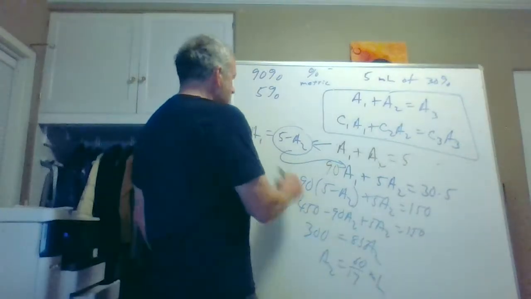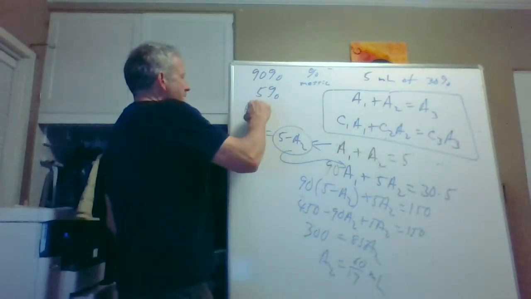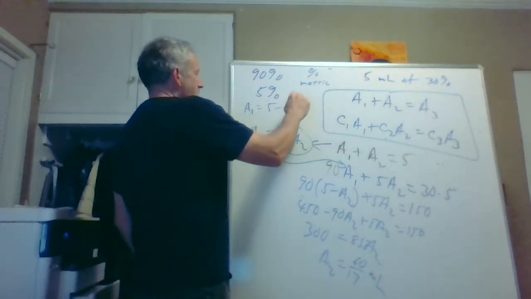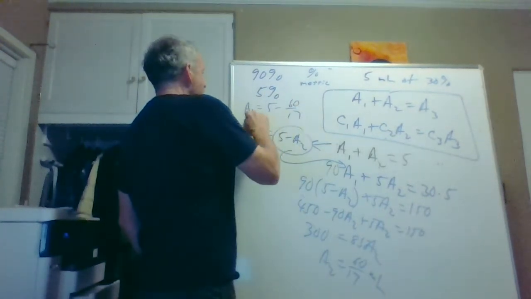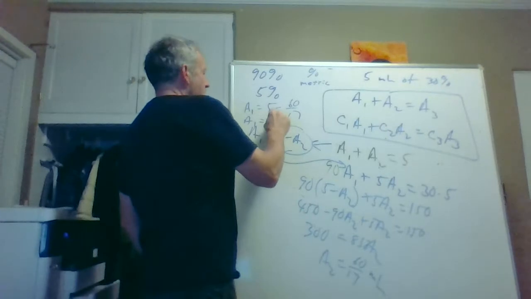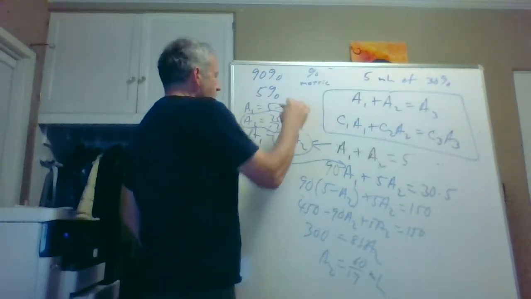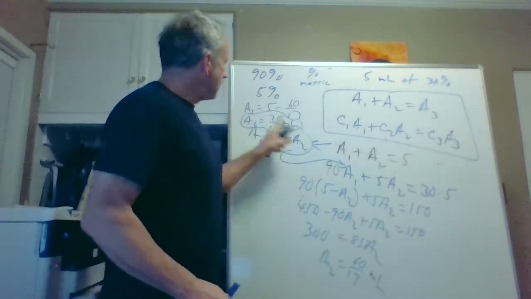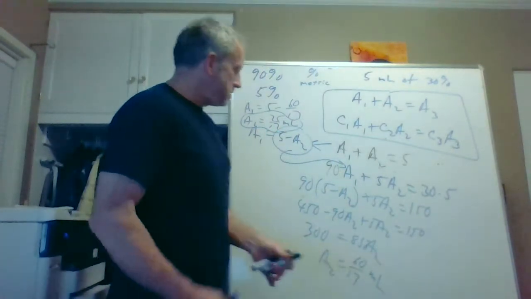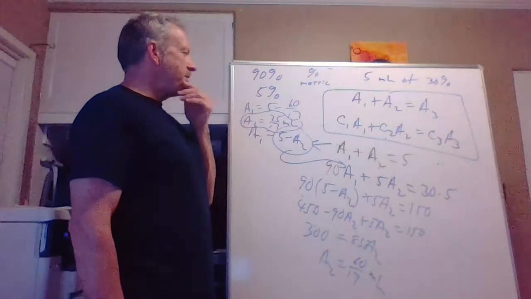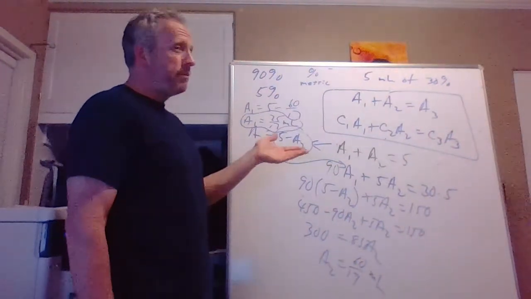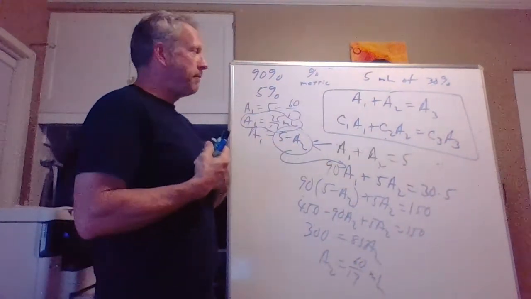There's A sub 2. Where's A sub 1? Right here. So A sub 1 is 5 minus 60 over 17. So A sub 1 is 25 over 17 milliliters. There's my answer. Of course, these two right here, if you add them up, 25/17 plus 60/17, you get 85/17, which reduces to 5, which is better because that's what you're supposed to have altogether.